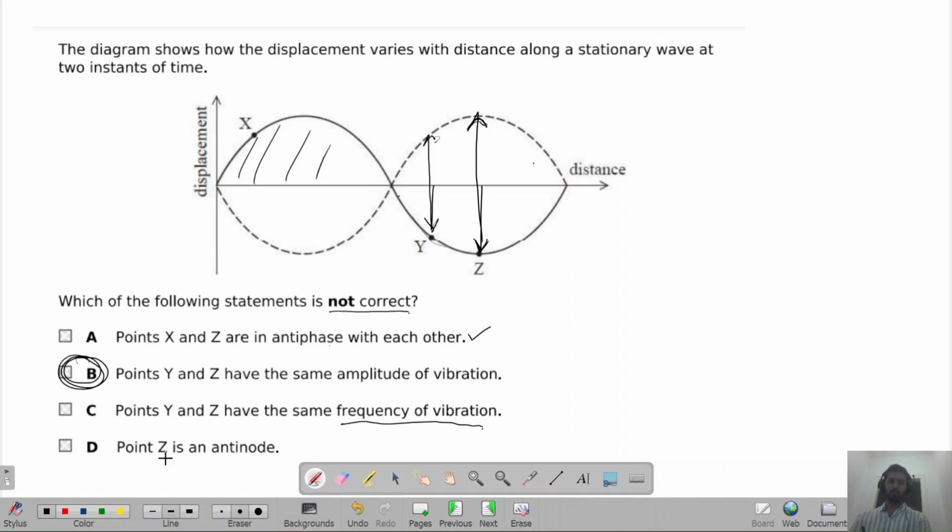And the last statement, point Z is an antinode, which is also true because Z is at maximum displacement from its mean position. So this must be an antinode. This point right here is a node. So the correct option is B.